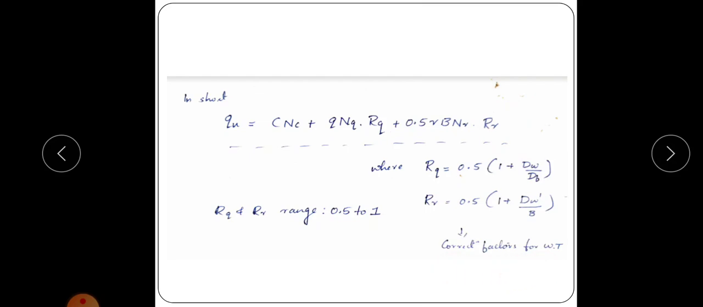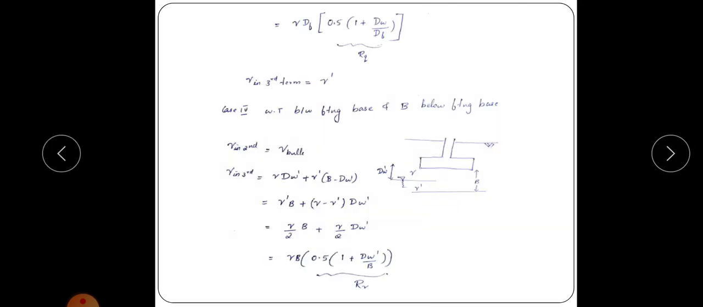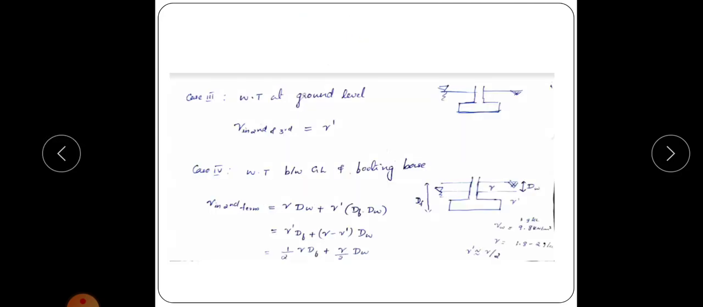And its value is Rq equal to 0.5 into (1 plus dw by df), where dw is the depth of water table from ground level, and Rγ is 0.5 into (1 plus dw dash by B), where dw dash is the depth of water table from footing base. Okay, so remember this dw and dw dash: dw dash is the depth of water table from footing base and dw is the depth of water table from ground level.